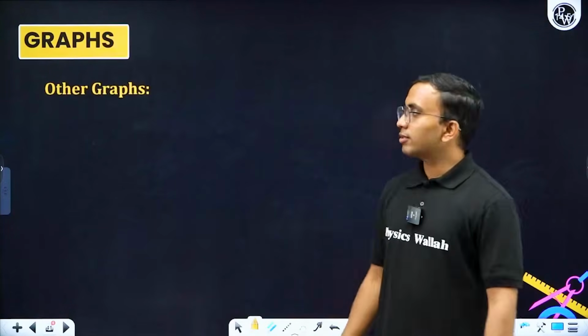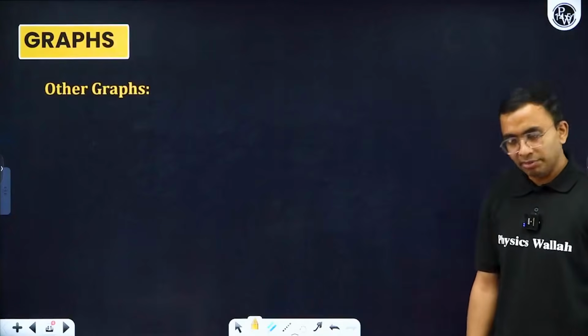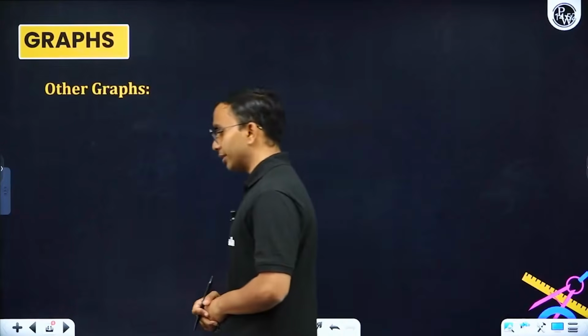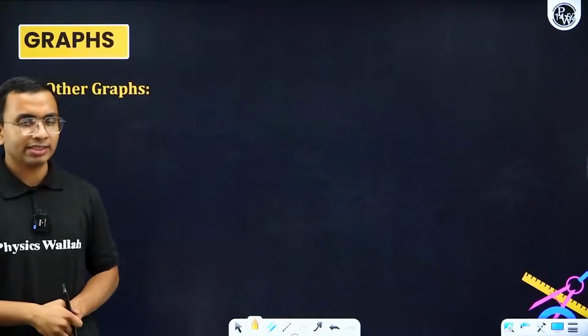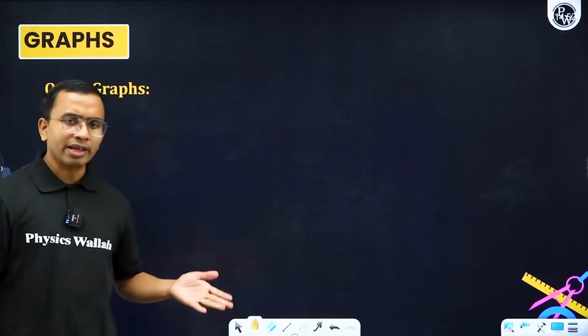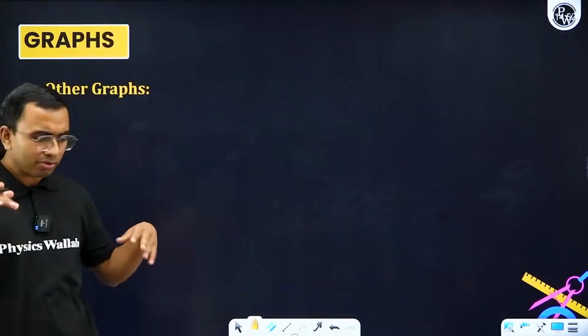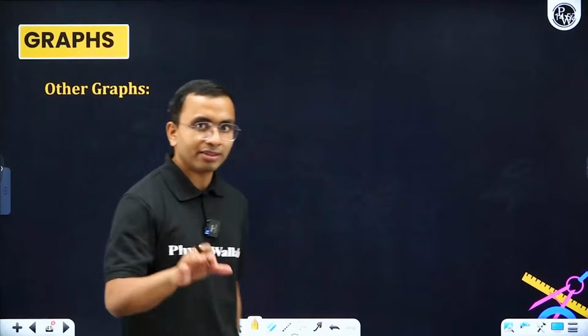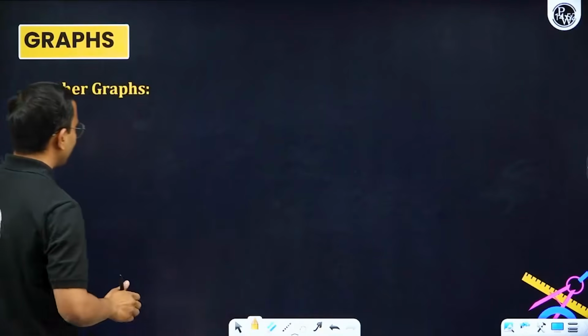We moved ahead to other graphs. Sometimes in mains, not very frequently, some other graphs are given. Let us take that a v-x curve is given, an a-x curve is given, or a v squared versus x curve, or 1 by x, 1 by t. Sometimes these odd types of curves are given, but they are very easy provided your concepts are clear.